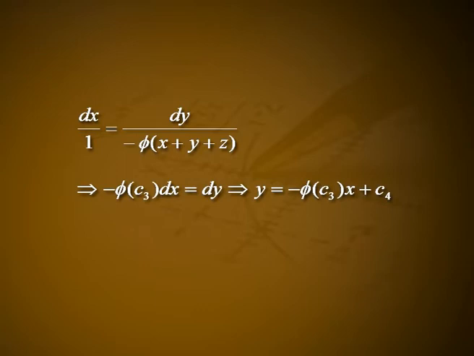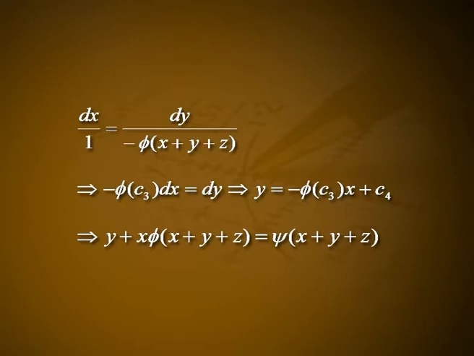Also, dx/1 = dy/(−φ(x + y + z)), which implies −φ(c3) dx = dy, which implies y = −φ(c3) x + c4, which implies y + x φ(x + y + z) = ψ(x + y + z), which is the required solution.